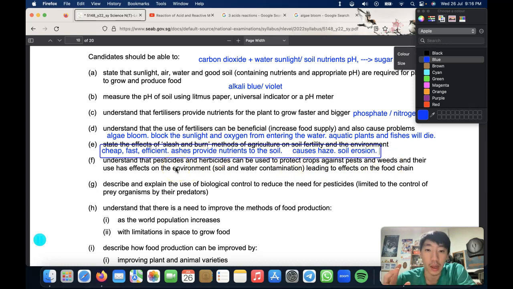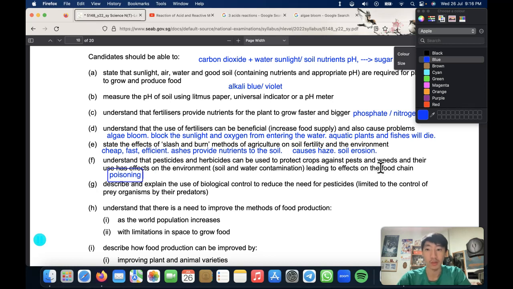What are their negative effects though? These two things, pesticide and herbicide, can cause soil and water contamination. That means once again, if you use too much of it, you will contaminate the soil. If you contaminate the soil, it will have a harmful effect on the food chain. So it can cause what you call poisoning.